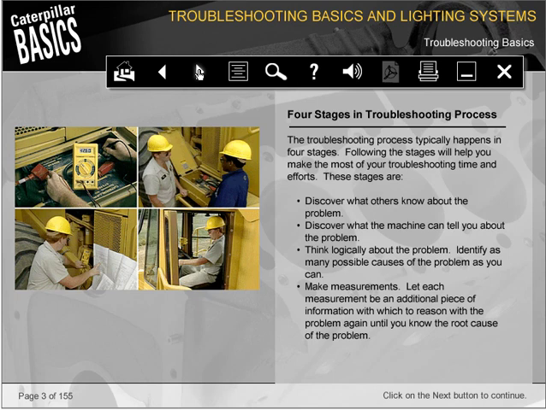These stages are: discover what others know about the problem. Discover what the machine can tell you about the problem. Think logically about the problem. Identify as many possible causes of the problem as you can. Make measurements. Let each measurement be an additional piece of information with which to reason with the problem again until you know the root cause of the problem.